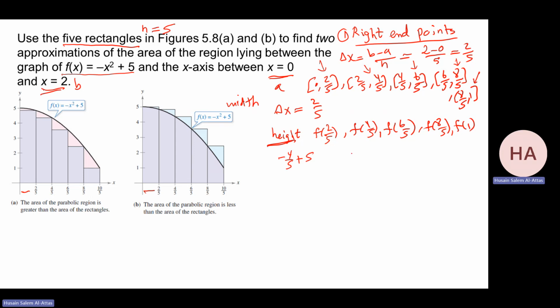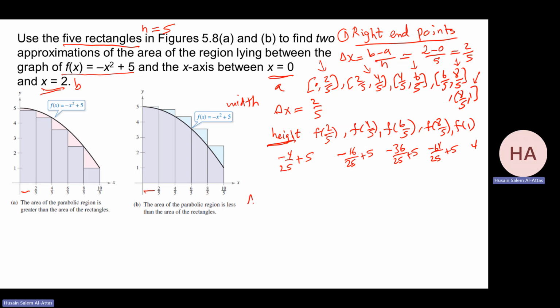Minus 4/25 plus 5. This one is minus 16/25 plus 5. This one minus 36/25 plus 5. This is minus 64/25 plus 5. This is 4: minus 1 plus 5, which is 4.